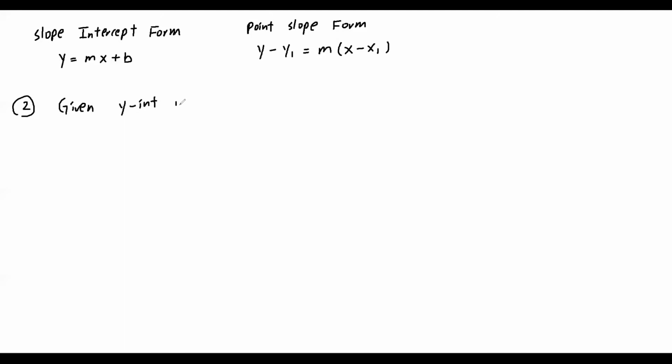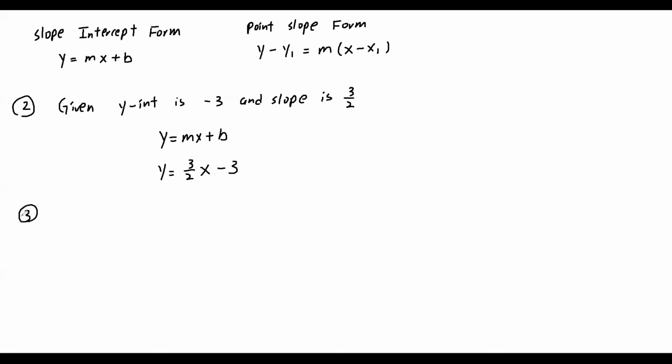Given y-intercept is -3 and slope is 3/2, can we find an equation of a line? The problem straight up gives us y-intercept and slope, so we will be using slope-intercept form, which is y equals mx plus b. When we plug in that information, we get y is equal to 3/2 x minus 3, which is our slope and our intercept plugging into the equation.